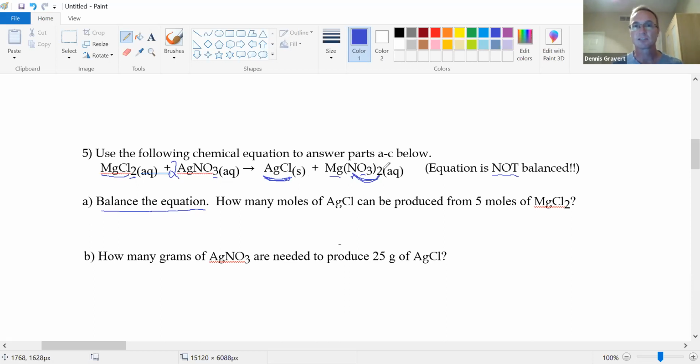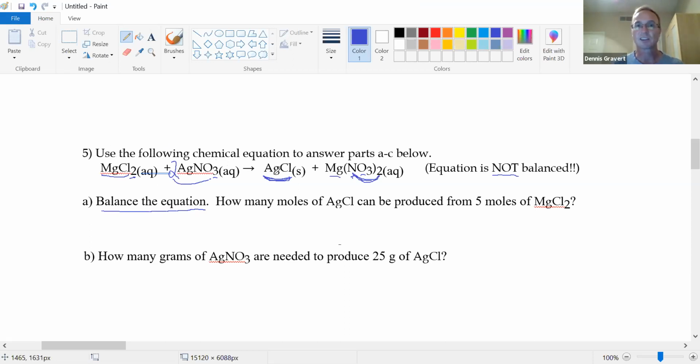Oxygen, you're next. 2 times 3 is 6. So there's a total of 6 oxygens over here. And then 2 times 3 is also 6. 6 oxygens were balanced. Cool, the Mg, we didn't mess that up. Yeah, 1 Mg on both sides.